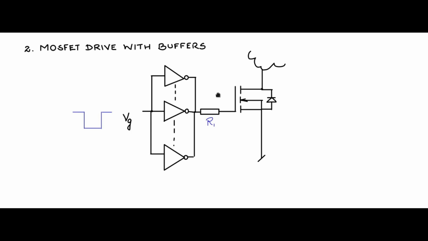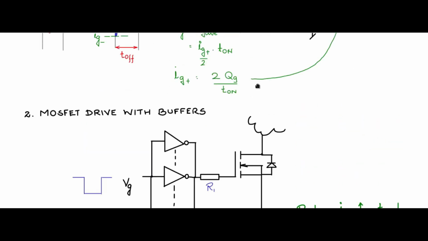So the idea here is that now you enhance the sourcing capability of the input. Therefore, by decreasing R1, you will be increasing the Ig plus value, and therefore more gate charge can be given in a given time, or you could say the same amount of gate charge can be given in a lesser amount of time, and therefore T on can be reduced. This is evident from the equation that we saw here: Ig plus is 2 Qg by T on. So as Ig plus increases, T on can reduce.